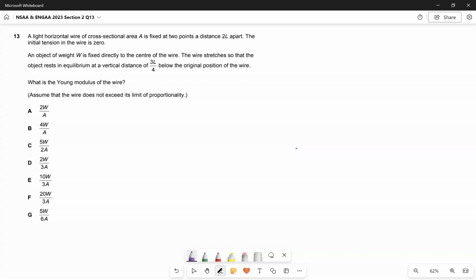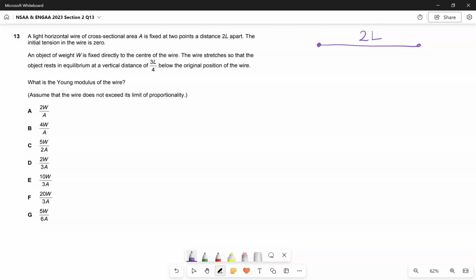A light horizontal wire of cross-sectional area A is fixed at 2 points at distance 2L apart. The initial tension in the wire is 0. So at the moment, these are in equilibrium, or at least the wire is in equilibrium. An object of weight W is fixed directly to the center of the wire.